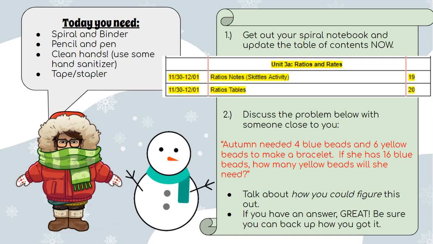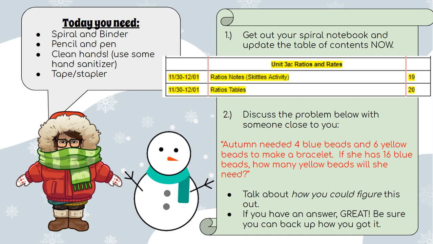Today we are going to be starting a new unit. Take a look at the table of contents that is right over here. You need to make sure, if you have your spiral notebook, to update that. We are going to be working on ratios in this unit, and then later on in the unit we're going to be learning about rates and unit rates.